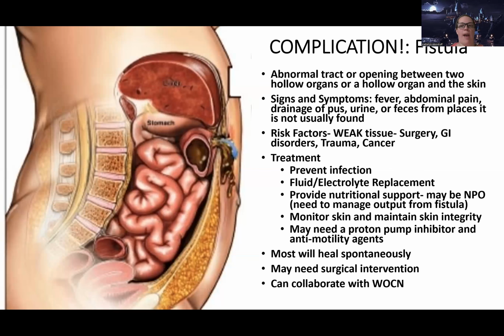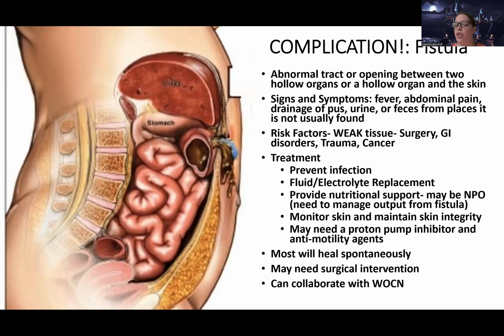Other signs that they might have, I should say, I haven't even gone over these. The signs that they might have are things like an elevated temperature and pain. And then the big thing is you're going to be looking for some sort of fluid, whether it be pus, urine, or feces, in places that normally you wouldn't find it.